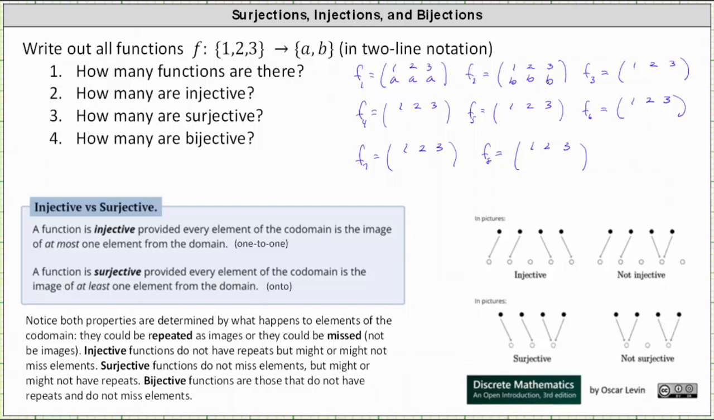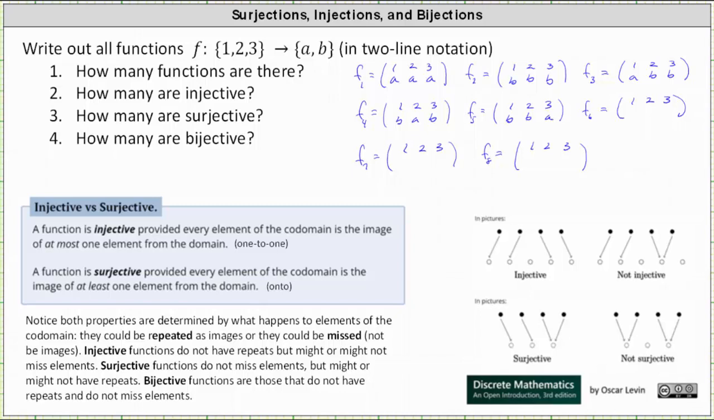For function 3, let's let 1 output be a and 2 outputs be b. Let's let 1 map to a, 2 map to b, and 3 map to b. Then let's let 1 map to b, 2 map to a, and 3 map to b. And then let's let 1 map to b, 2 map to b, and 3 map to a.